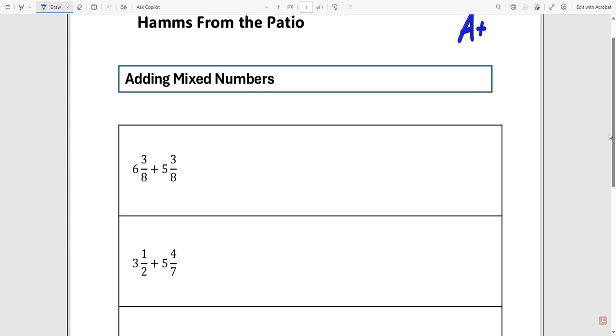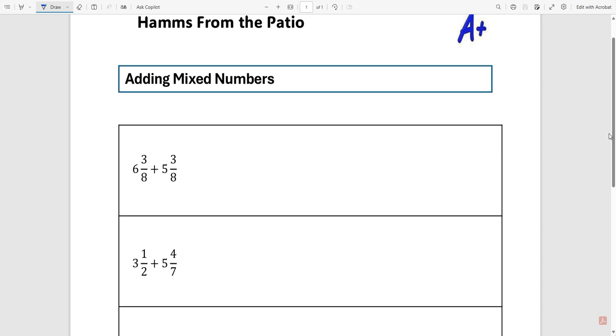So let's look at this first example where we have 6 and 3/8 plus 5 and 3/8. Since our denominators are the same, we can just simply add the whole parts and add the numerators, and then we can simplify and be done. So let's do that here.